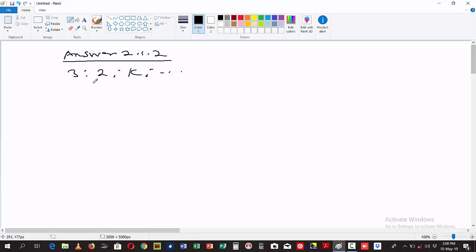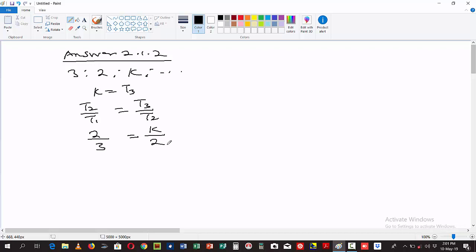3 is T1, 2 is T2, and K is T3. So therefore, we can see K is the same thing as T3. Now, from the above formula, we have T2, which is a common ratio formula. T2 divided by T1 is the same thing as T3 divided by T2. Now, we have T2, which is equal to 2, divided by T1, which is 3, equal to T3, which is our unknown, which is K, divided by T2, which is the same thing as 2.